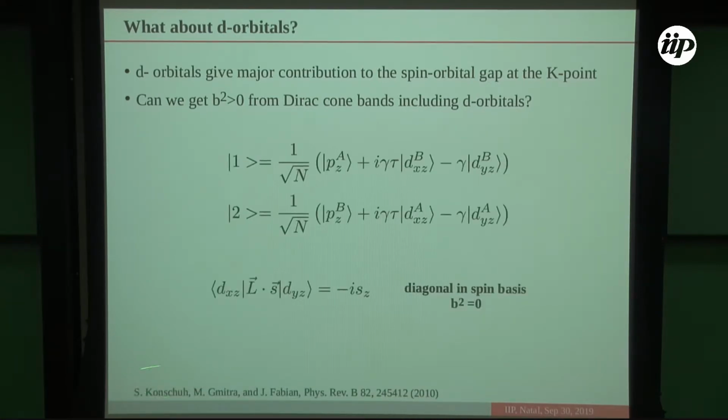And if you take a look at this paper, Sergey Konschuh calculated the Dirac cone bands. Here is one band and the other, and you see that they have an admixture of d orbitals, which are essential to the band gap. But the only matrix element for the spin orbit coupling is also diagonal in spin basis. So what it means is that d orbitals do not contribute to spin mixing in graphene.